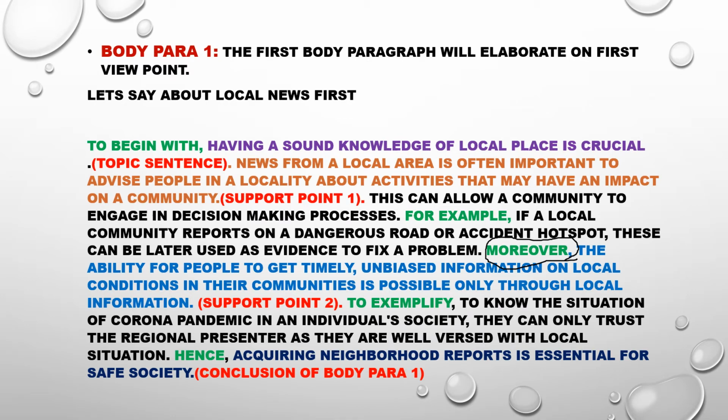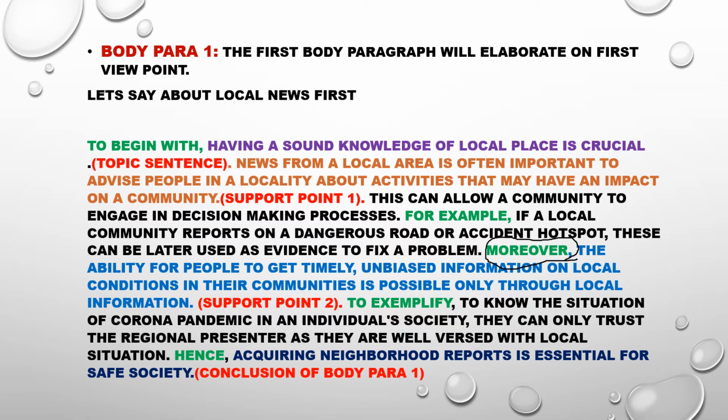Moreover, the ability for people to get timely and unbiased information on local conditions in their communities is possible only through local information. So whatever is going on, without being delayed, it is given to them through local language. So this is my second supporting point. And then I don't know how to explain it. So if you don't know how to explain that in one more sentence, you can just jump to the example or the evidence. So I have jumped to the example.